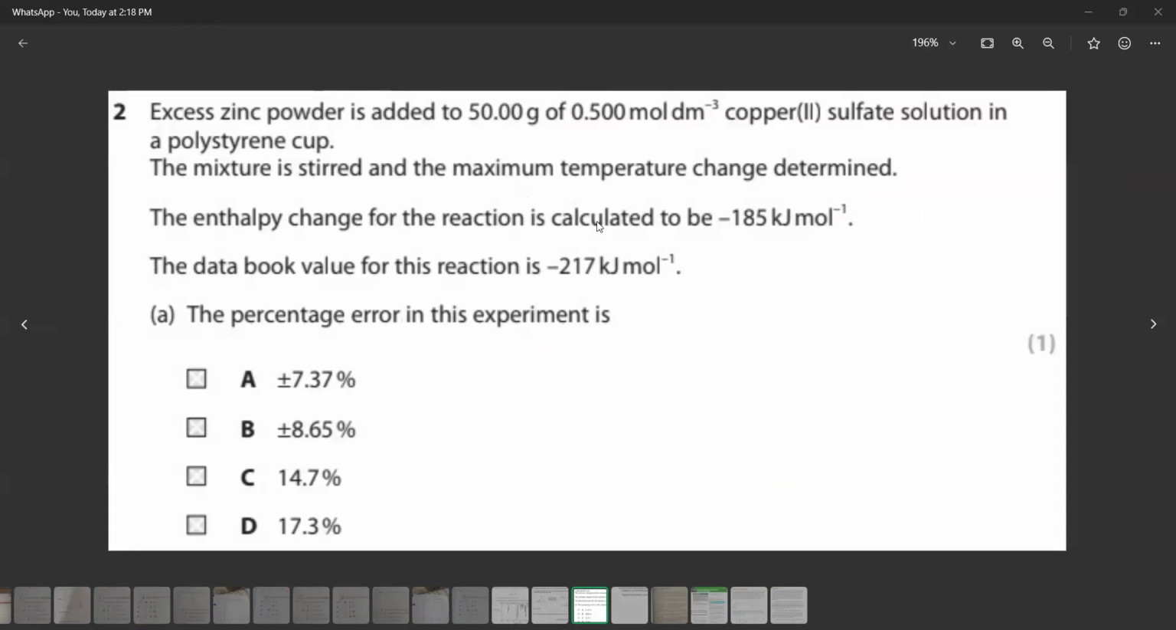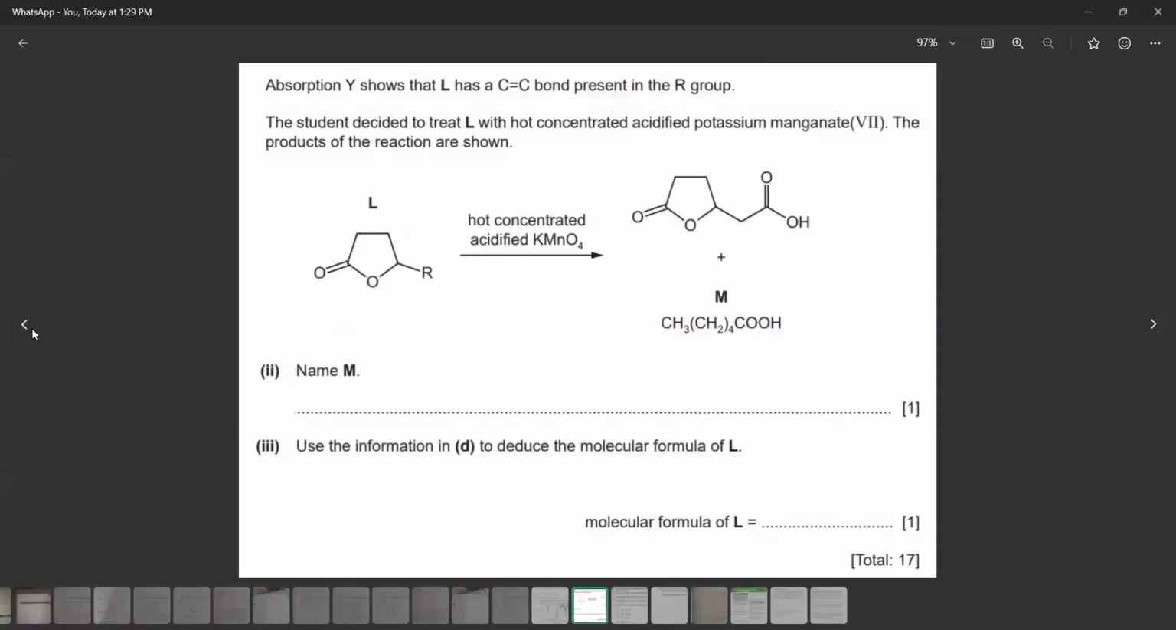Sir, if we had to name the oxidized L product here instead of M, which one is the oxidized L? This one, you mean? Then this is an ester. This is a combination of ester and carboxylic acid.